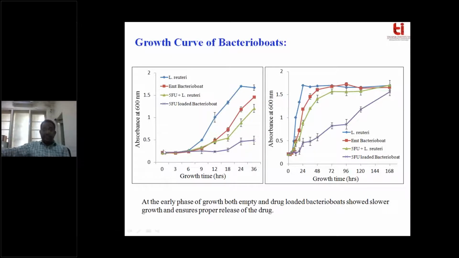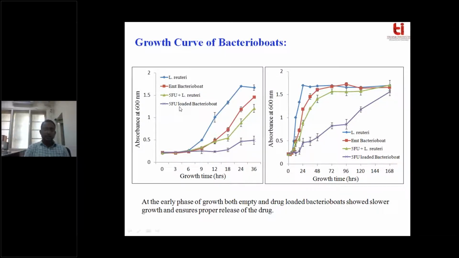So at the initial phase, what happens is, this is control bacteria, control Lactobacillus reuteri. When we put these particles on this bacteria, what we found is a sharp decrease of growth rate. You can see this brown line. The brown line, EMT, means empty. Bacterial boat is the nanoparticle encapsulated bacteria, right? So the empty bacterial boat showed a little less growth at the initial phase.